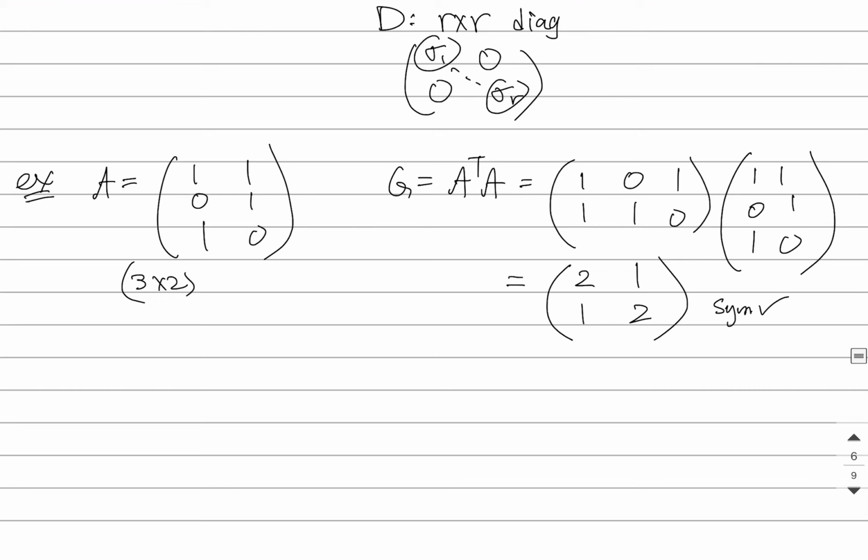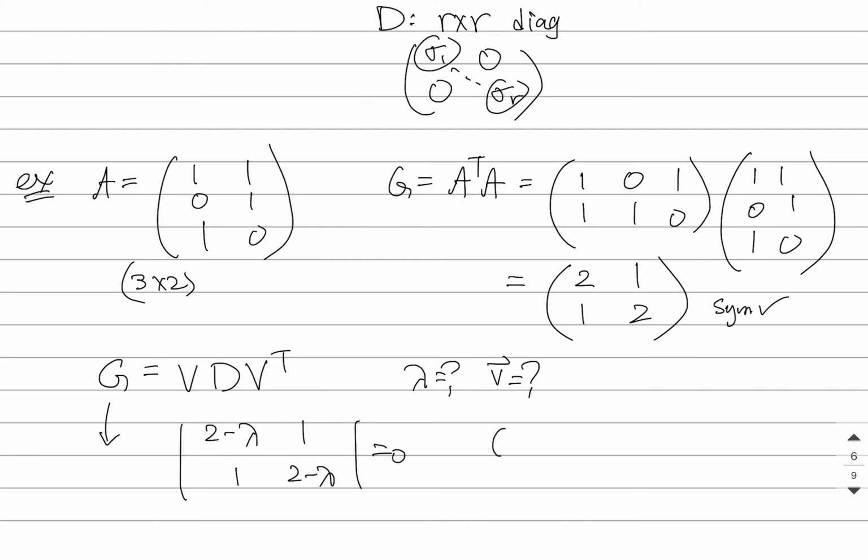Now, a singular value decomposition is built off of this fact. And it's now going to tell us that this matrix G can be orthogonally diagonalized. So that means we can find an orthogonal diagonalization. We're going to need the lambdas, and we're going to need the eigenvectors for this matrix. So we'll go ahead and solve for the lambdas. 2 minus lambda, 1, 1, 2 minus lambda has to be 0. So we'll get 2 minus lambda squared, subtract 1 is 0.